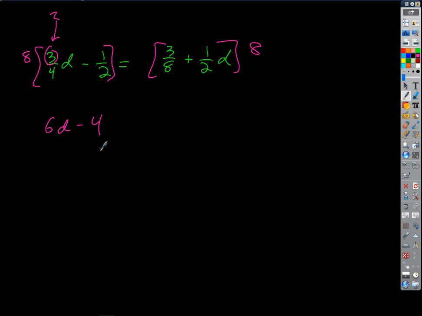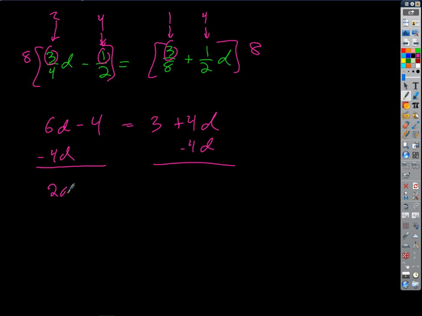If we do the trick, we just get 4 times 1, right? How about over here? 8 over 8 is 1 times 3 just gives us 3. 8 over 2 is 4 times 1 times D. 4D, everybody agree? Okay, from there it's no big deal, right? Which way would we push the D's? Good, to the left. So if I subtract 4D from both sides, I'm going to get 2D minus 4 equals 3.